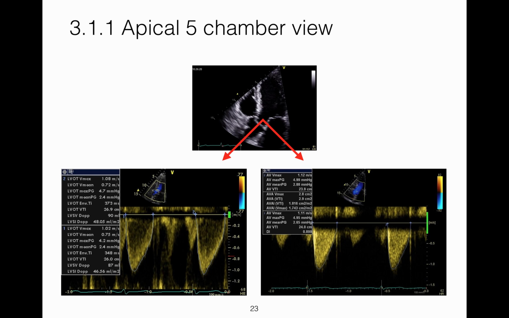From the apical five-chamber view, important information about blood flow in the left ventricular outflow tract and across the aortic valve can be acquired using pulsed wave and continuous wave Doppler.